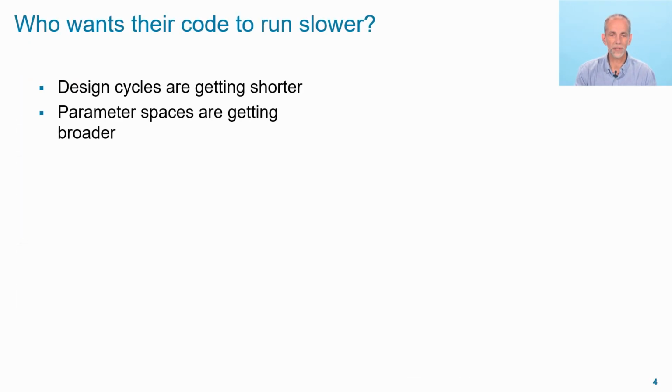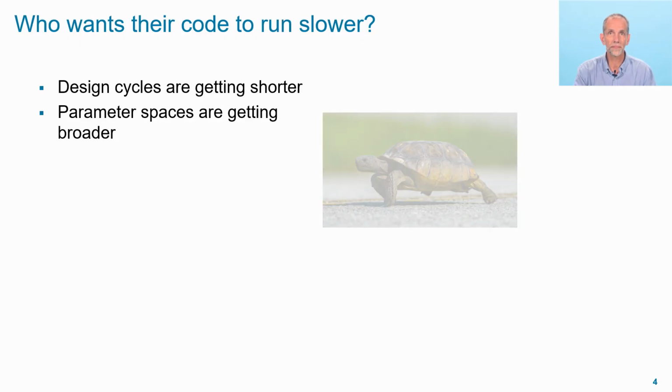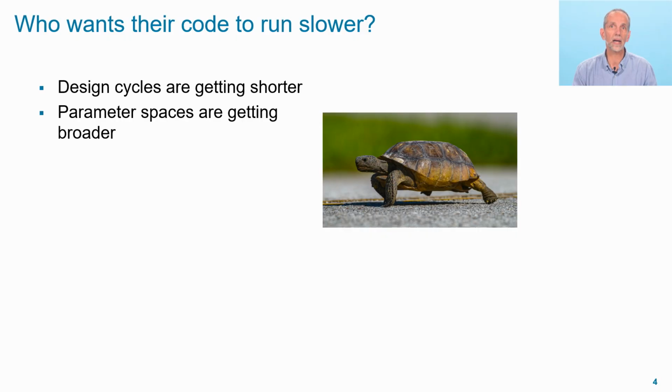So, who wants their code to run slower? Typically, nobody. And you're probably experiencing this. Your design cycles are getting shorter, but the parameter spaces that you have to iterate over to get to an optimum design are getting broader and larger. Consider how many parameters go into a 5G system. Hundreds, if not thousands.